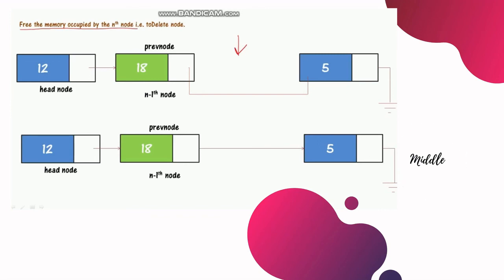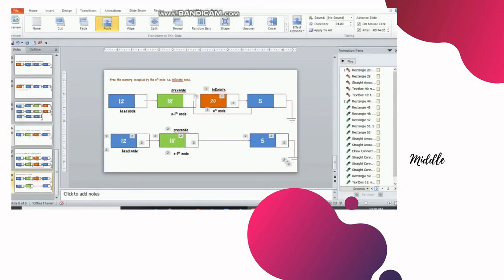And along with that, we have to keep the reference as we are updating the next of this previous node to the next of the nth node, that is n plus 1th node.